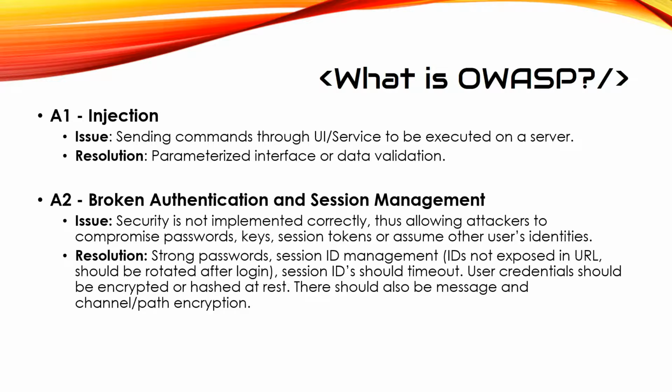User credentials should be encrypted or hashed at rest. When something is encrypted, it can be decrypted. When something is hashed, it's a one-way hash and cannot be reversed. There should also be message and channel path encryption. So when you're encrypting the message, that's where you're scrambling up the data, and it is unscrambled or decrypted at the other end. Now, the path that the message travels through can also be encrypted as well.